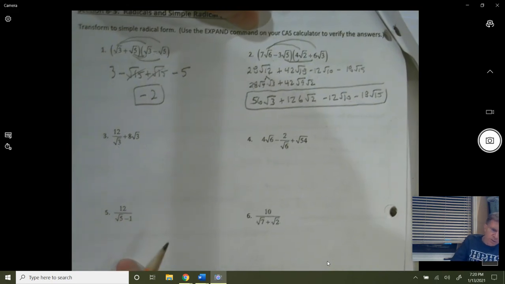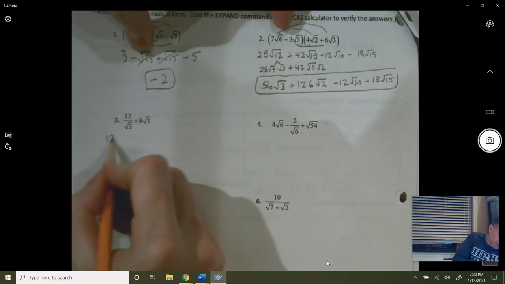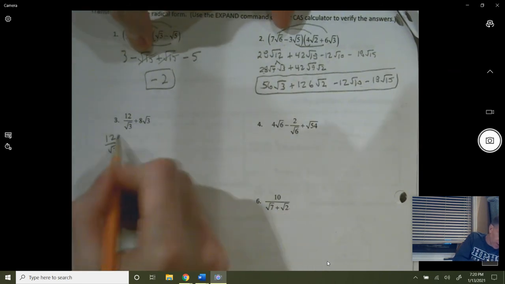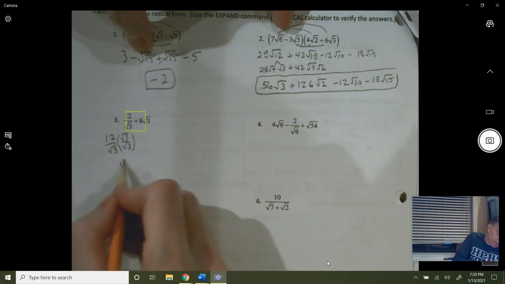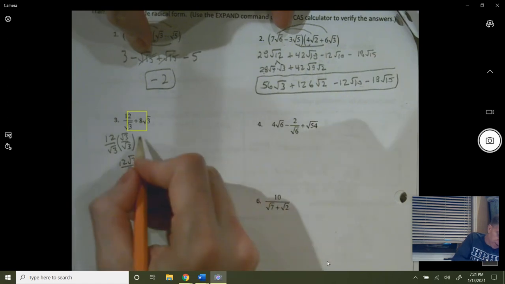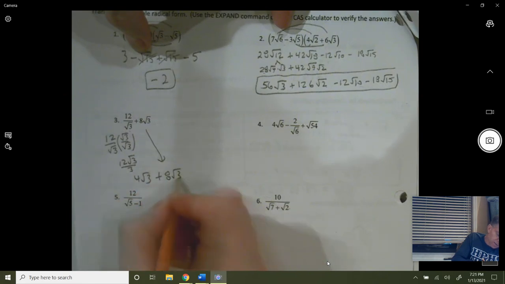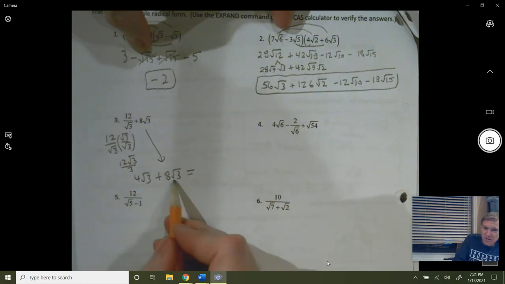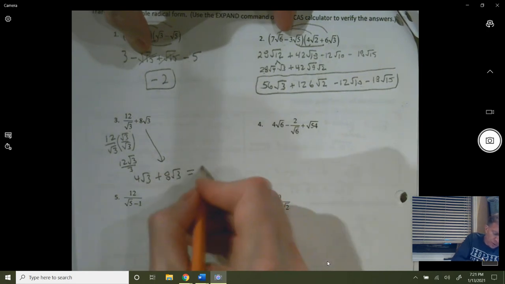Let's go to the next one. Now, when you've got a radical in the bottom, you're going to multiply by your clever form of 1, rad 3 over rad 3. So you've got 12 rad 3 over 3, or 4 rad 3. Then bring down the plus 8 rad 3. These are like terms. You have 4 rad 3s plus 8 more rad 3s, so you have a total of 12 rad 3s.